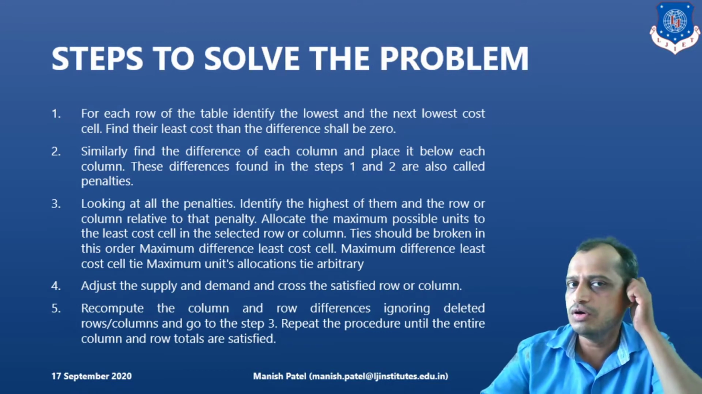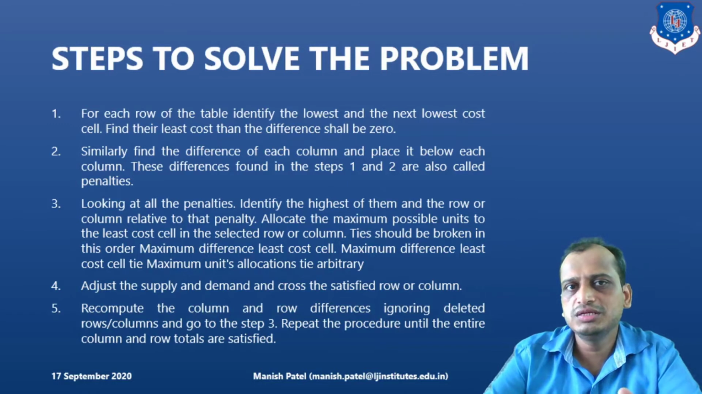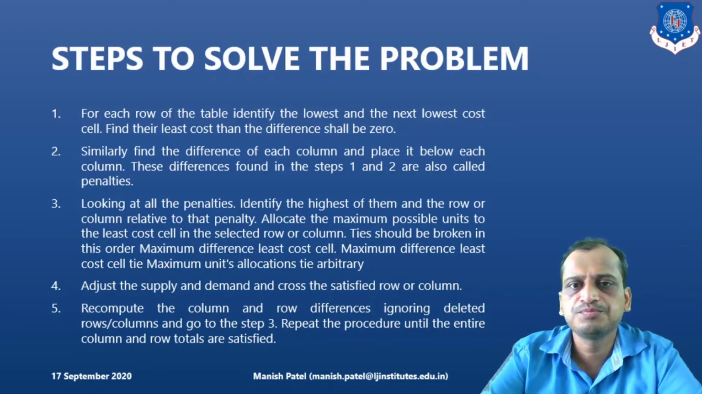Now, what are the steps involved? First of all, please listen to these steps because this is a bit complex in terms of calculation steps. So remember all these steps one by one so that you can easily solve the example. The first step is to identify the lowest and the next lowest cost cell. From the given transportation cost matrix, we will identify the lowest cost and the next lowest cost.